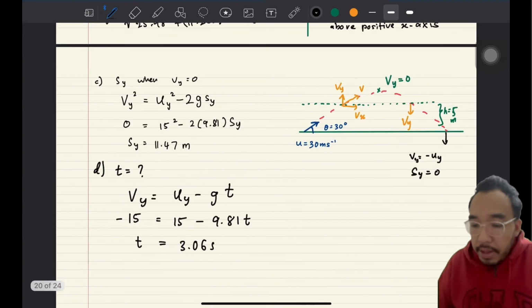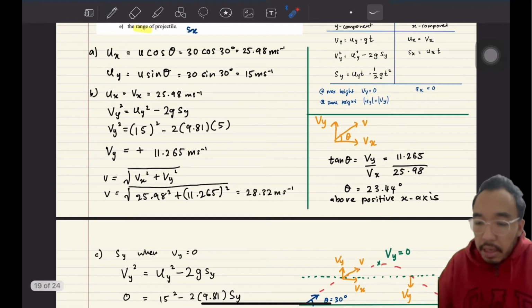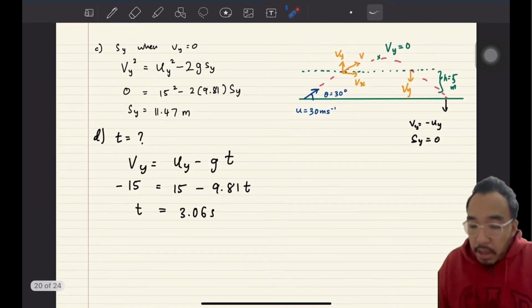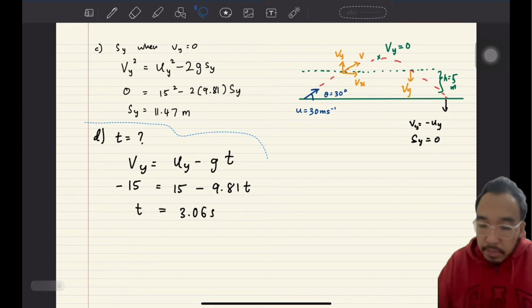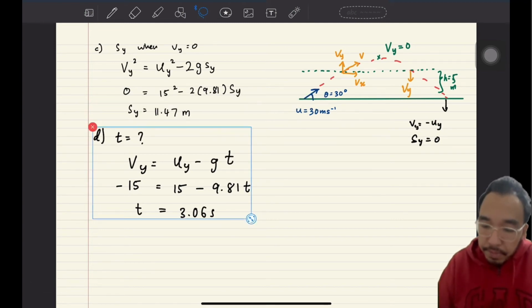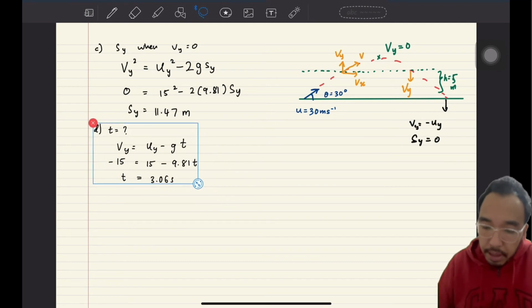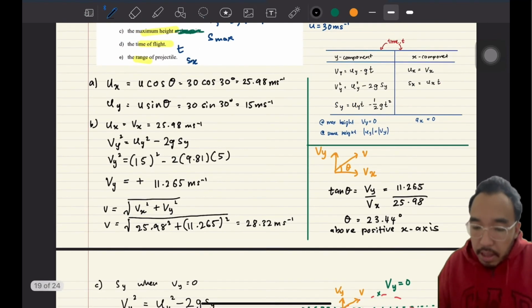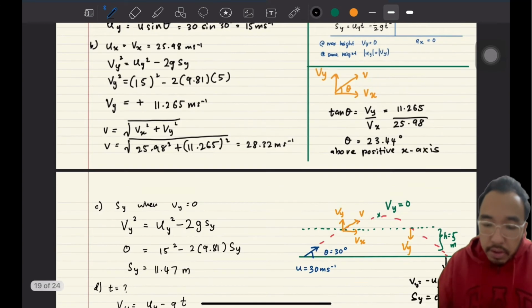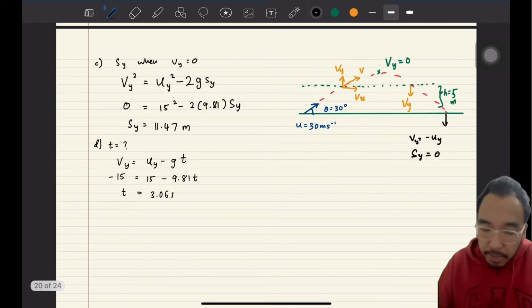Obviously you can try to use the third equation as well. Maybe that one is for you guys to try. And then on to the last one. The question looks simple, but the solution took quite a bit of time. That's okay.